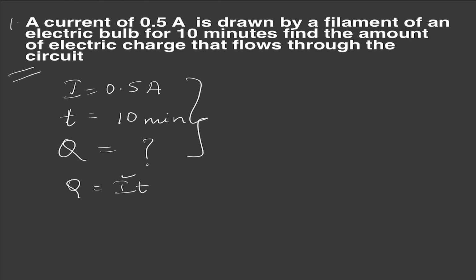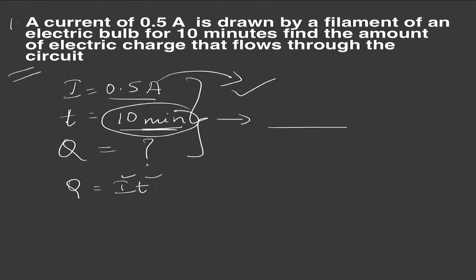Do we know I? Yes. Do we know T? Yes, we can substitute. But before substituting, we should observe whether the given parameters are in their SI unit. Yes, of course, current is in its SI unit, ampere. Check whether the given time is in SI unit. No. So we have to convert it into SI unit, that is seconds. So 10 minutes, if we have to convert it into seconds, multiply it by 60. So what will be the answer? It is 6 followed by 2 zeros, 600 seconds.